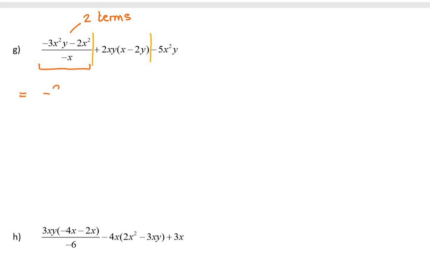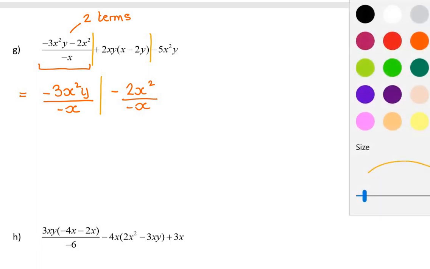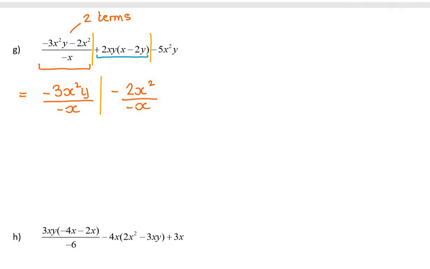So what I have to do is I have to split up this numerator and I have to share out, I have to give this denominator to every term at the top. So each of those terms at the top get that. So notice I've split it into 2 terms because each term gets its own denominator. Now, this second term, I can actually simplify because I can multiply in, so that's plus 2x squared y minus 4xy squared, and then my last term, there's nothing to do, so he's minus 5x squared y.